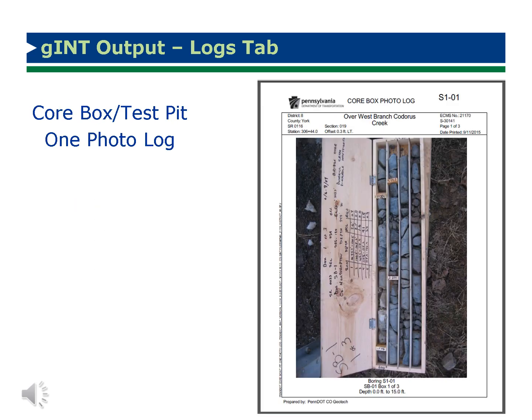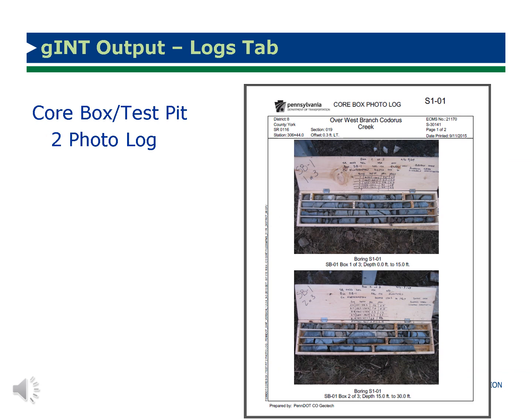The first report on the Logs tab is the Core Box Test Pit 1 Photo Log. This is an example of the report with 1 photo per page. This is an example of the Core Box Test Pit 2 Photo Log report containing 2 photos per page.